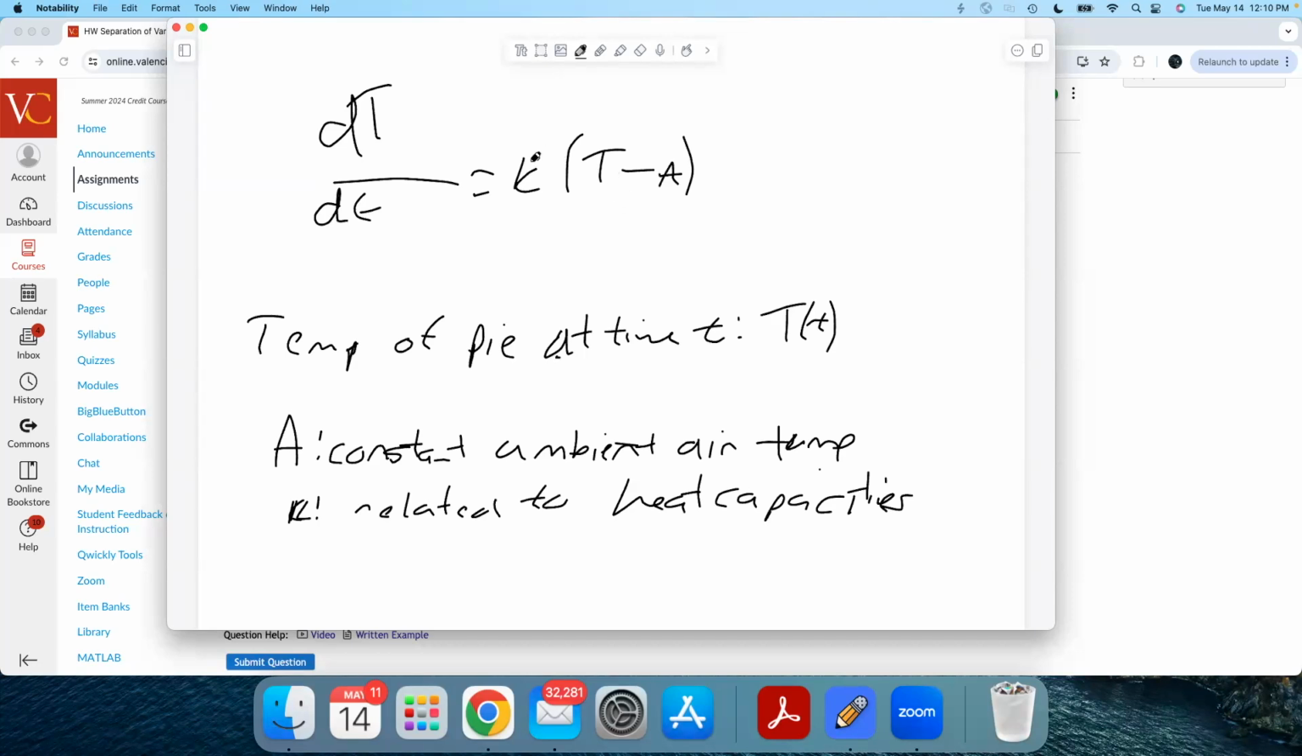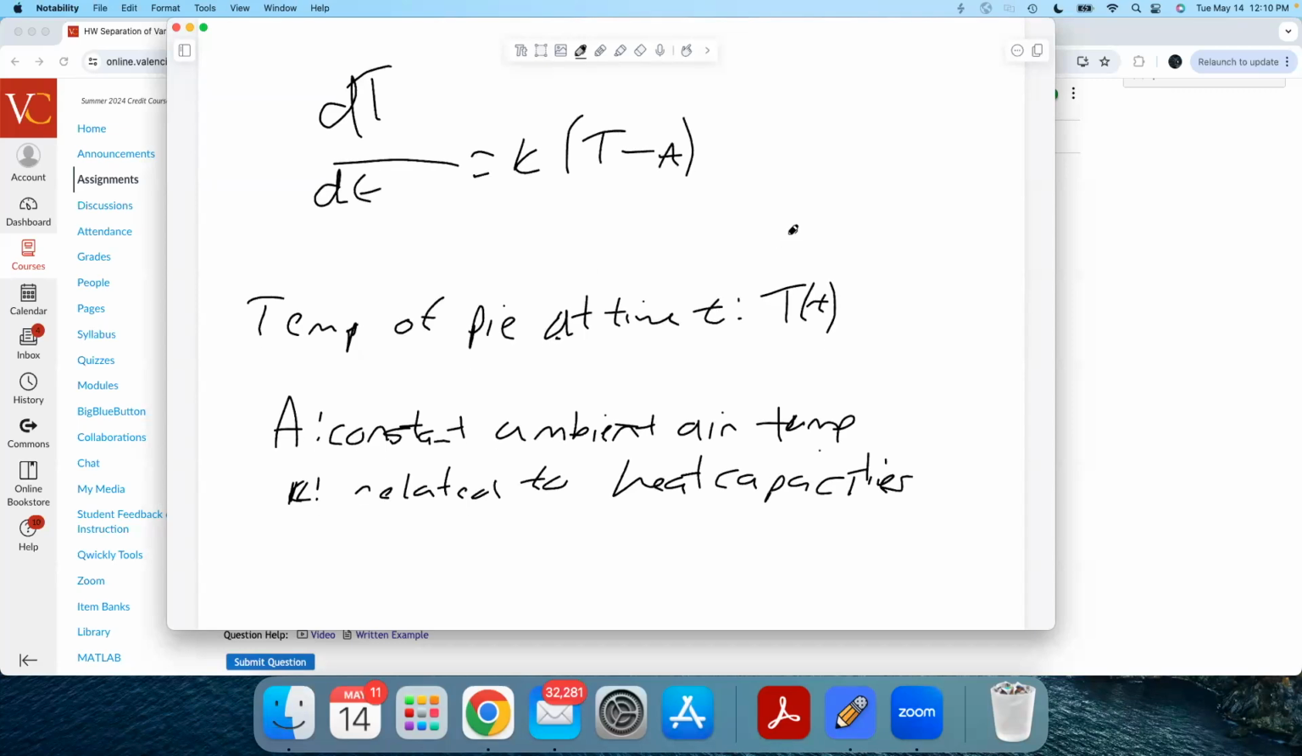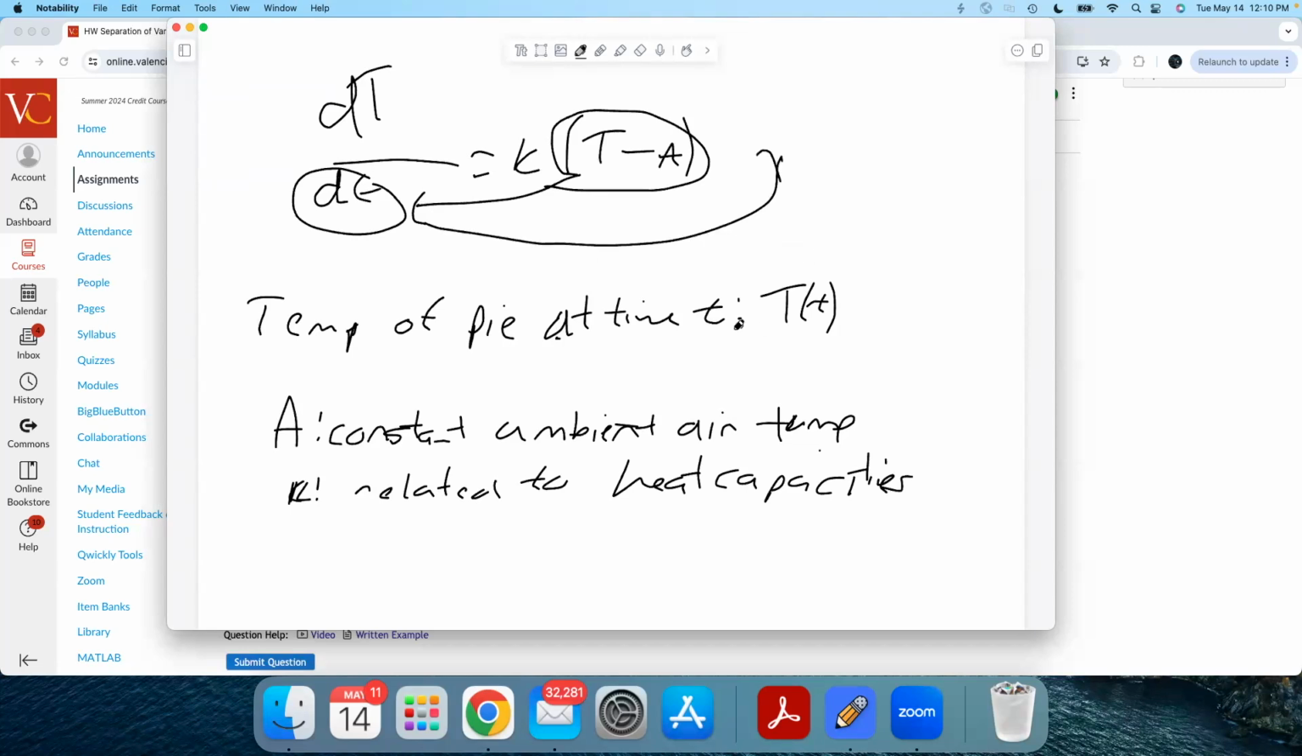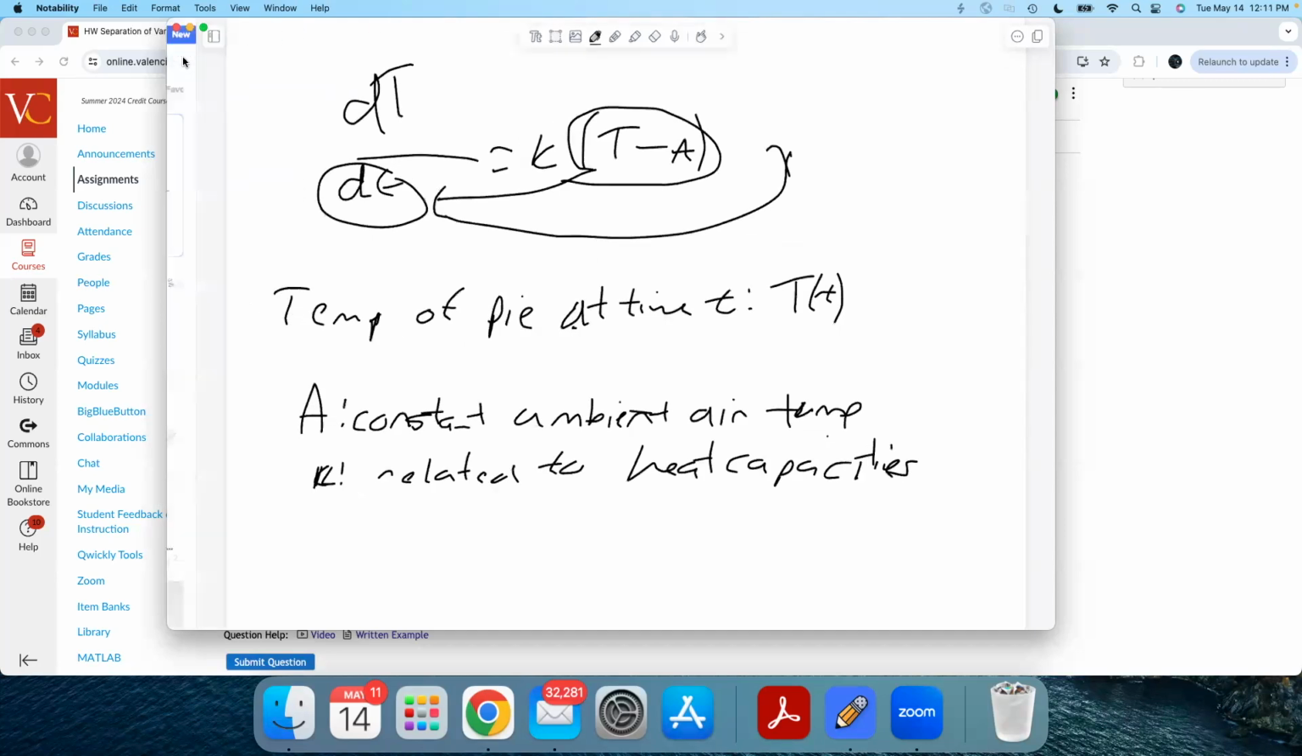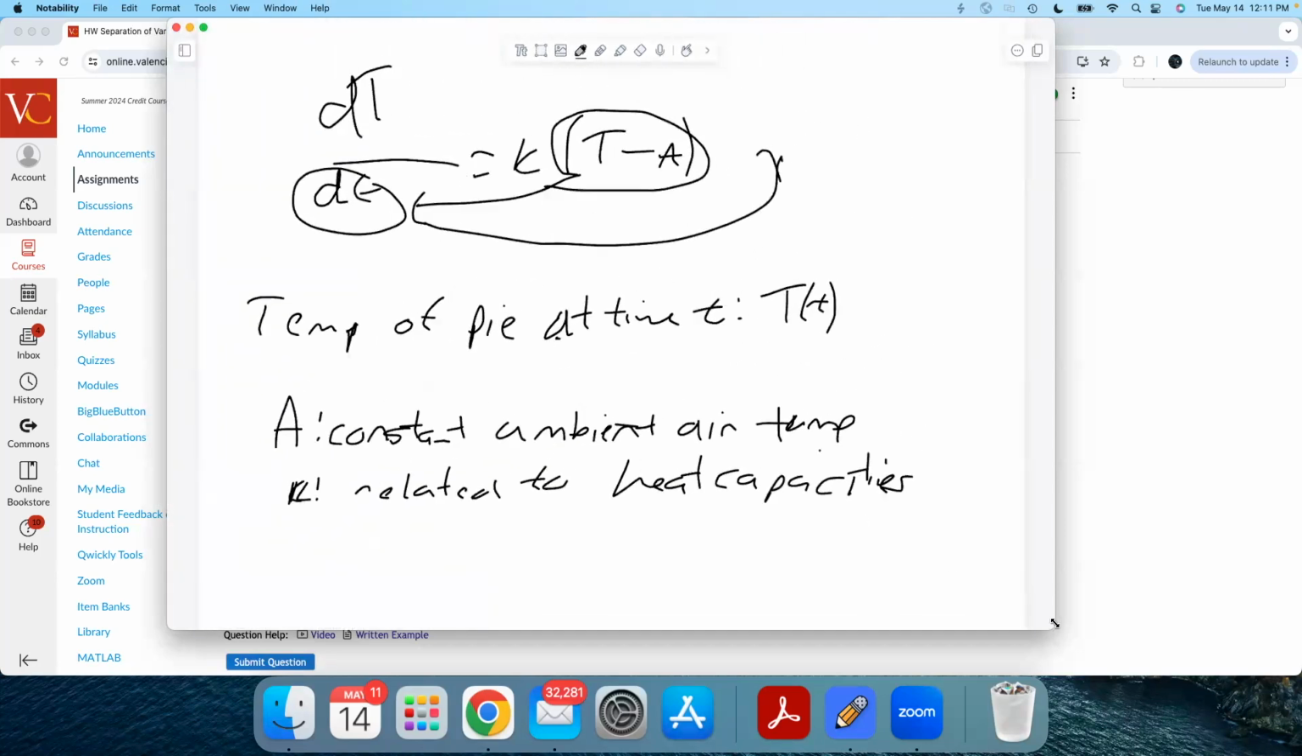But this guy is definitely separable. It's possible for me to get all my capital T's on the left and all my lowercase t's on the right. And remember, when you're doing that, you always have to move stuff by multiplying and dividing, not adding and subtracting. So what I could do is divide this over to the other side and take this little dt and move it up. Now, remember, I'll make this bigger. I had to drag it.